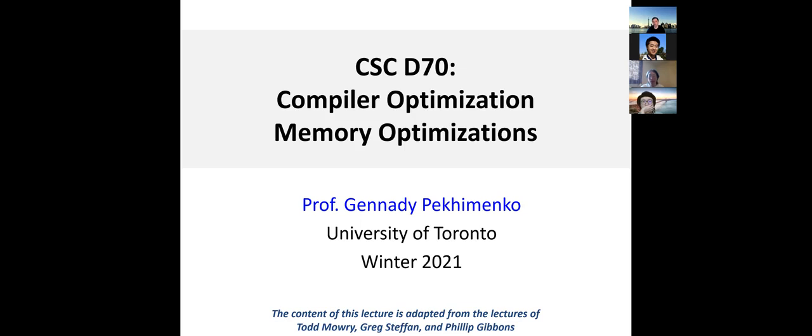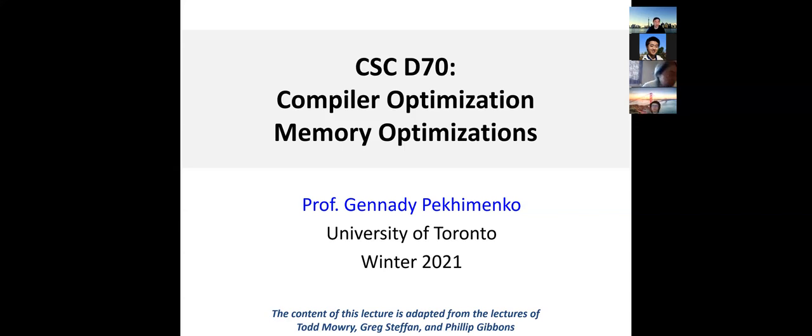The topic today is memory optimizations. Even though that's a compiler class, memory optimizations are very hard to do without some background on the hardware end. So today, we will start with some background on caches and memory.